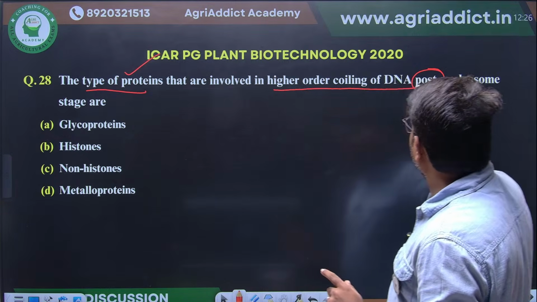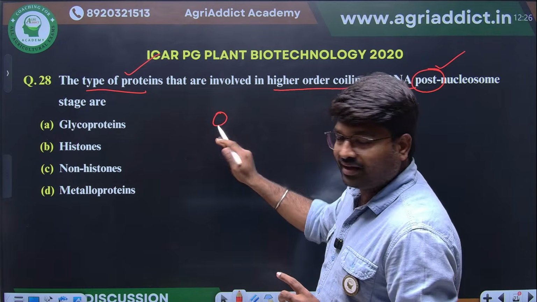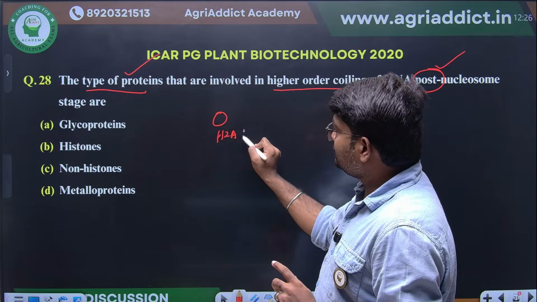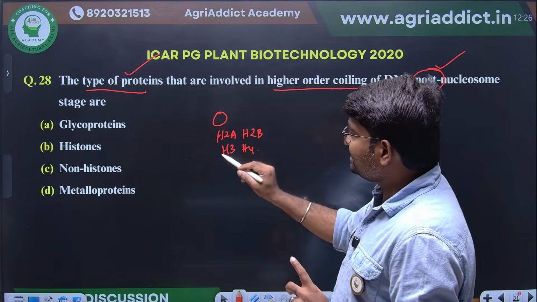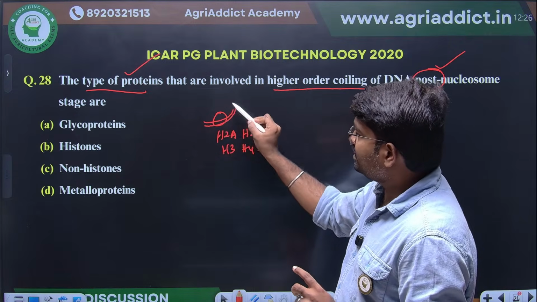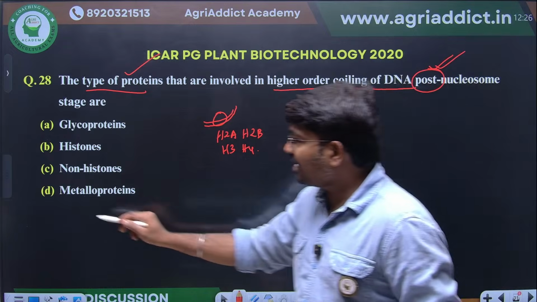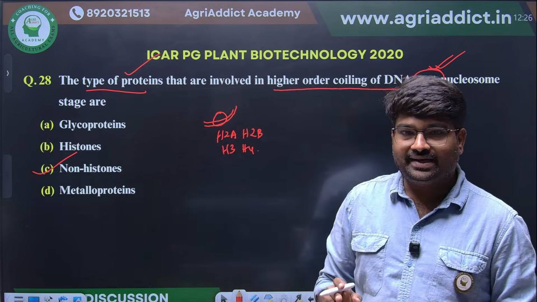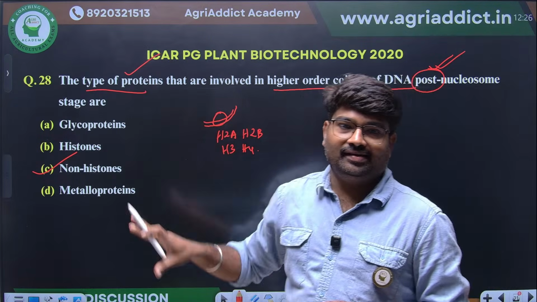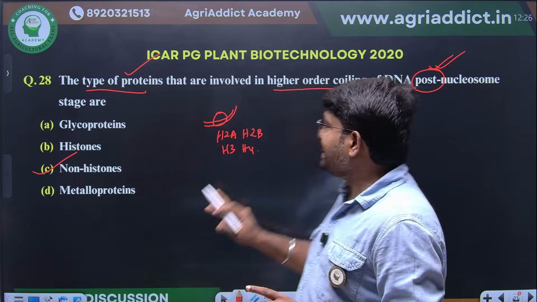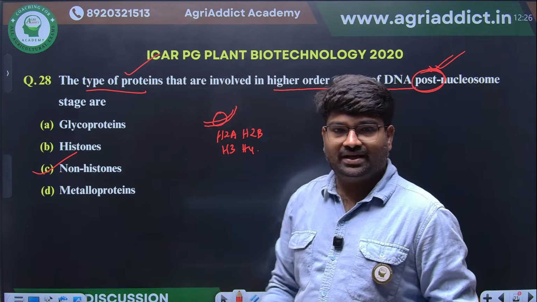They are asking about post nucleosome. We know the nucleosome will be there. It's an octamer of H2A, H2B, H3 and H4. At the initial stage, the DNA will be wrapped around this, like this. But in the post-nucleosome stage, non-histone proteins play a major role for efficient coiling of the DNA around the nucleosome. So particularly they are asking about the post-nucleosome stage, so non-histone proteins will come. Okay, clear?